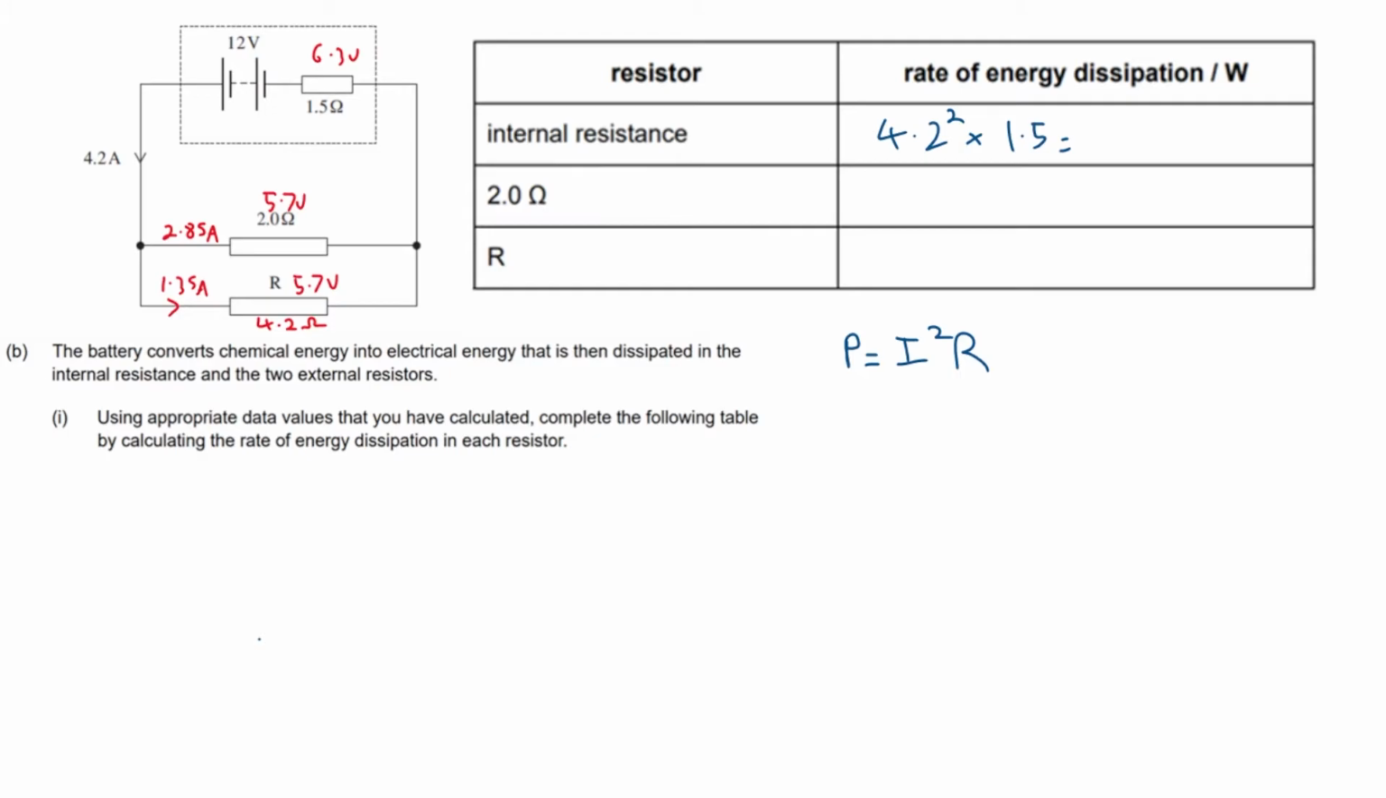So we start off with the internal resistor, and you can see you get 4.2 squared times 1.5, 26.5 watts. Moving on to the 2 ohm resistor, this is going to be 2.85 squared times 5.7 volts, which comes out as 16.2 watts. And then for the bottom resistor, 1.35 squared multiplied by 5.7 again, which equals 7.7 watts. Now, if we add those together, we get a total power of 50.4 watts.